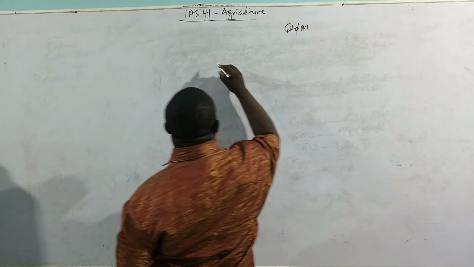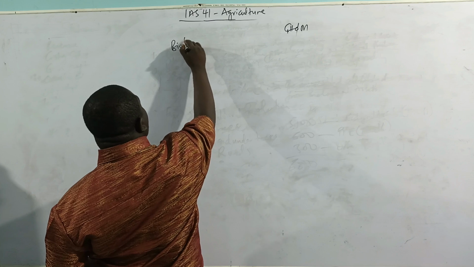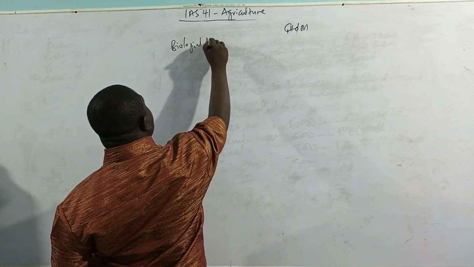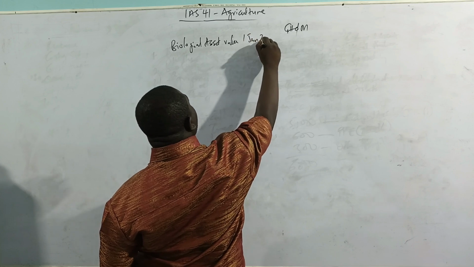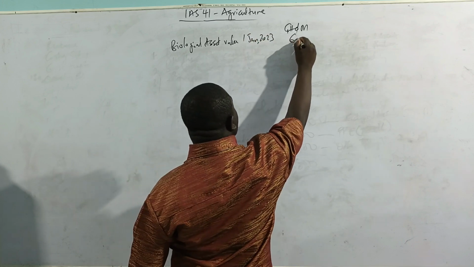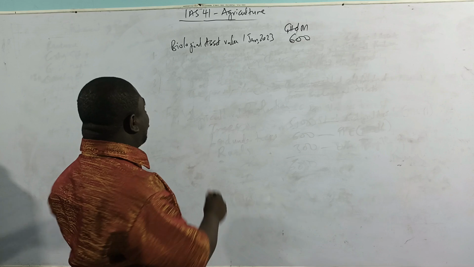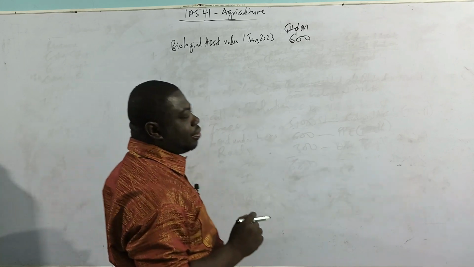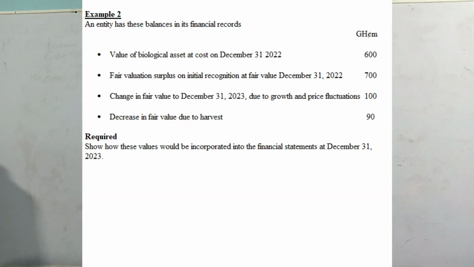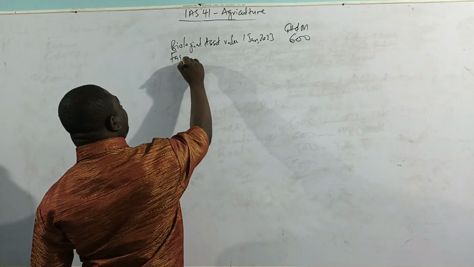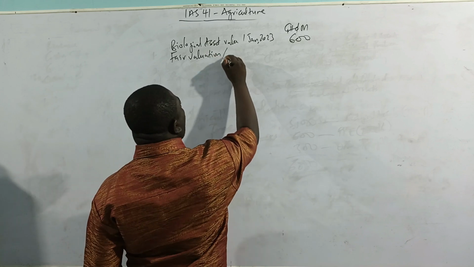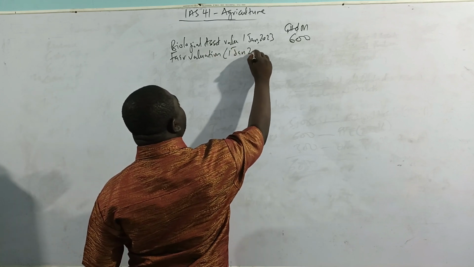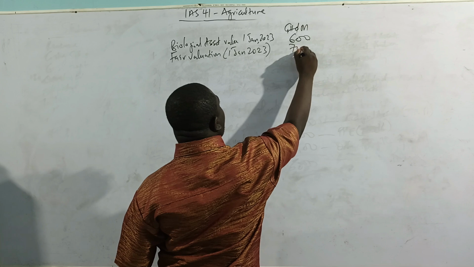This is in millions. So you start with your initial biological assets value as at 1st January 2023 was given as 600. Now coming from the previous year, there was fair valuation from the previous year, which was an increase. Okay, so also at 1st January 2023 it was 700. I told you.